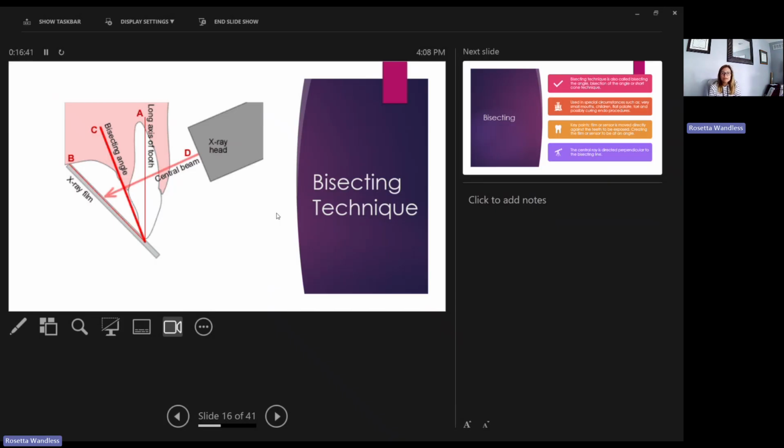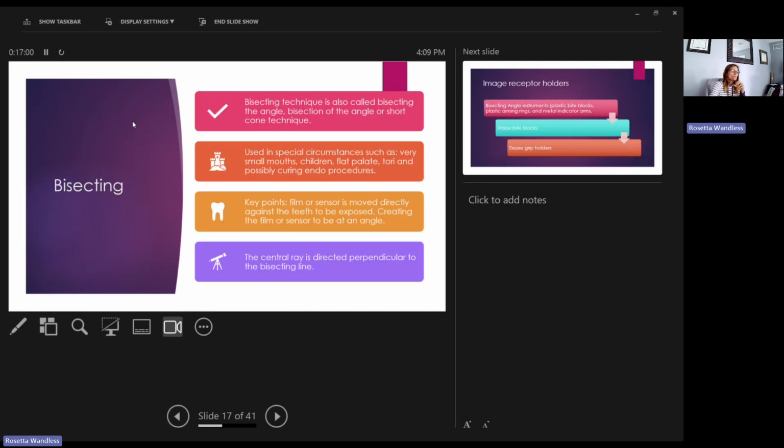So a lot of the reason bisecting technique is not widely used is because we're using a lot of imaginary lines here: the long axis of the tooth, the bisecting angle. All of that is completely imaginary, and we have to visually put that in the space there. Bisecting technique is also called bisecting the angle, bisection of the angle, or short cone technique.